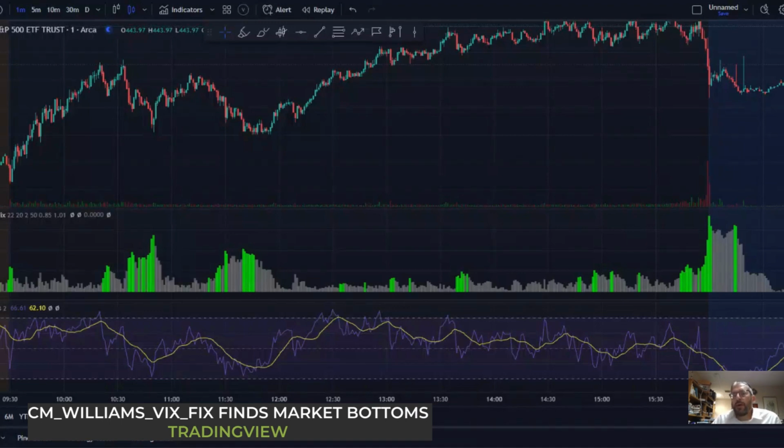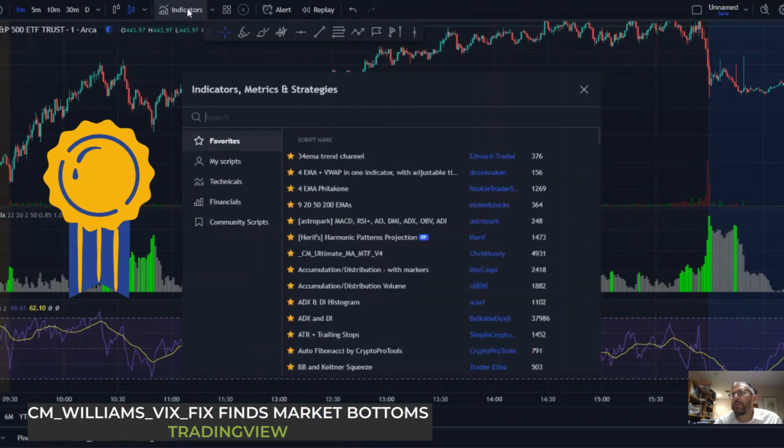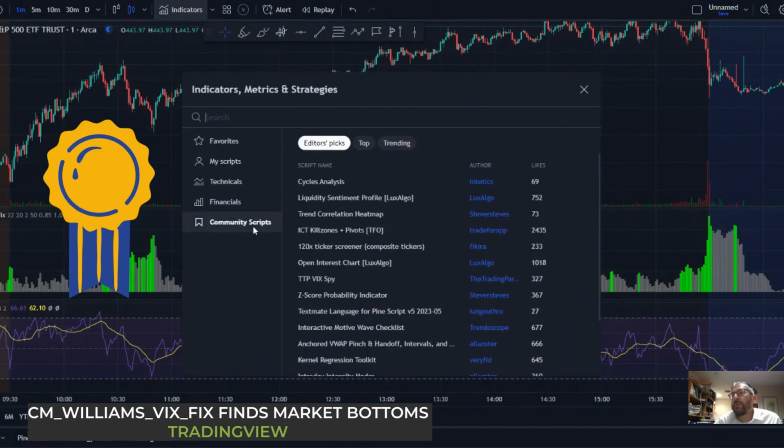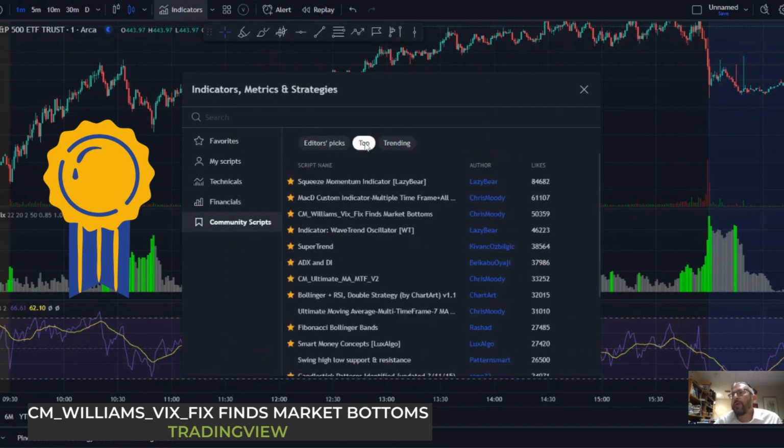Today we're going to be focusing on the CM Vix Fix, also known as the bottom finder. It's actually a very popular indicator on Tradingview. And if you go over here to indicators, then community scripts, and go to top, you can see that the top 5, top 10, whatever, indicators are all here.